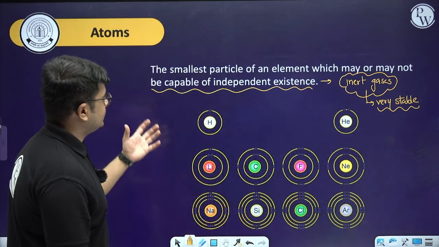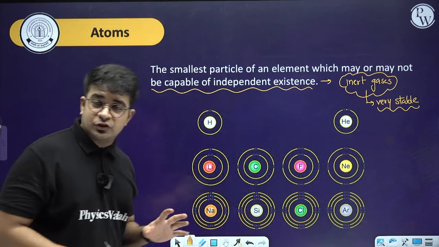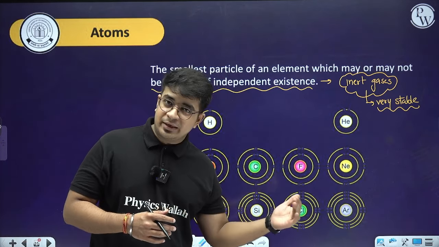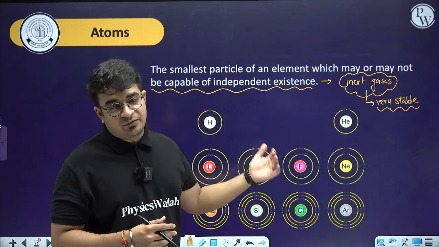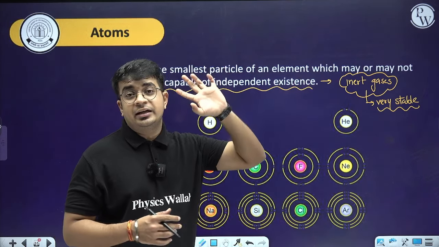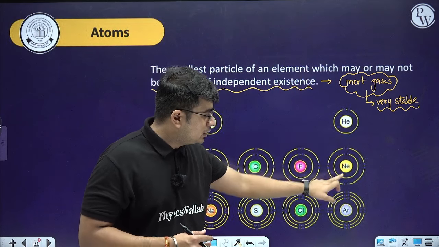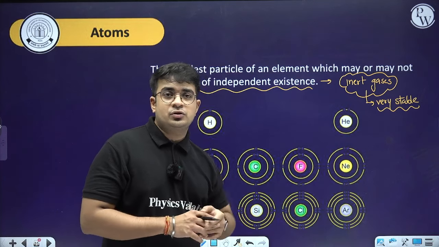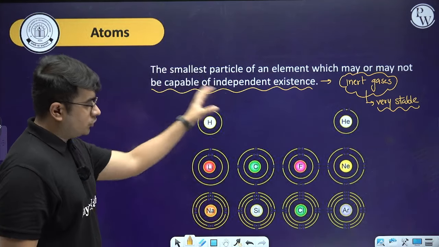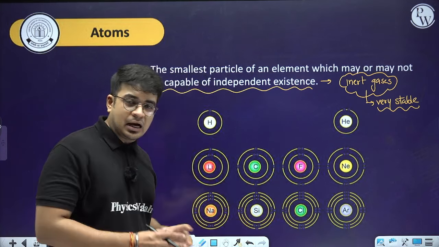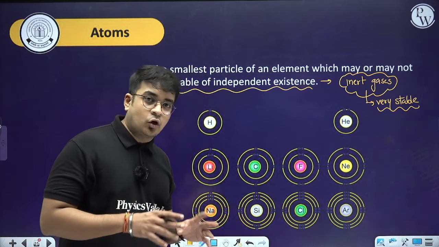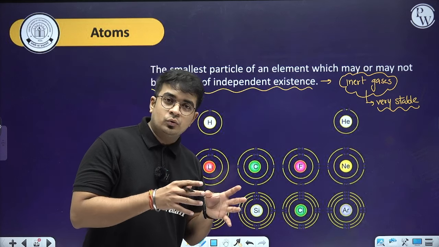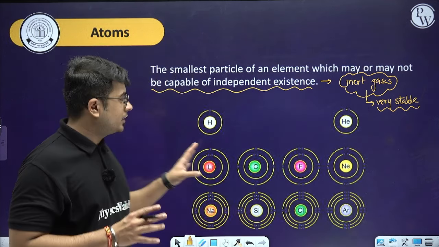So in that case, I can say the smallest particle which may or may not have independent existence. Independent existence, if I am talking about only inert gases. For example, helium, neon, argon, krypton, xenon, radon, oganesson, all these are examples of inert gases. The rest of the atoms are not stable, so they don't have the tendency to exist independently. I hope this part is clear.